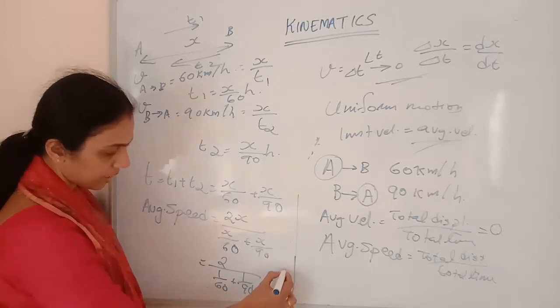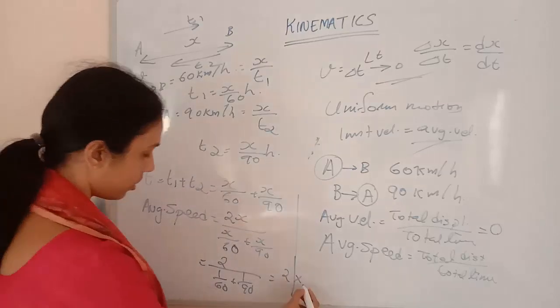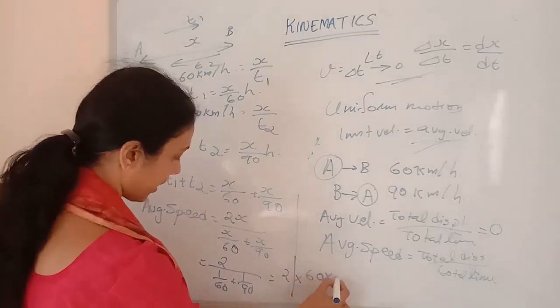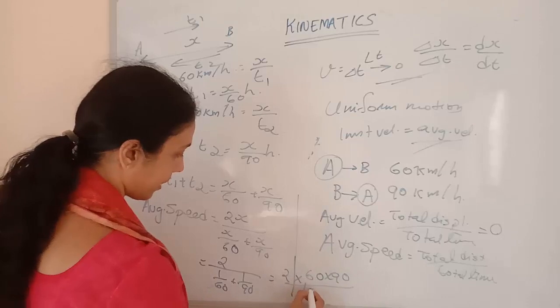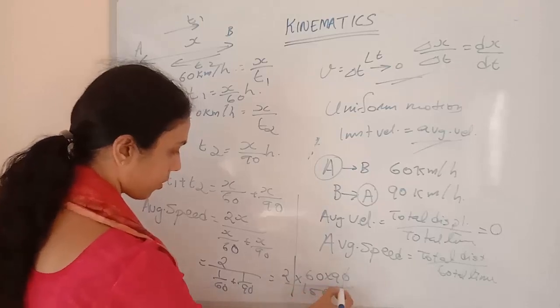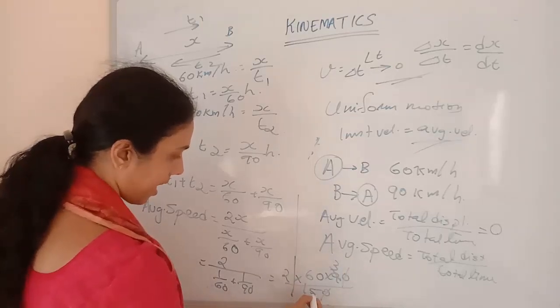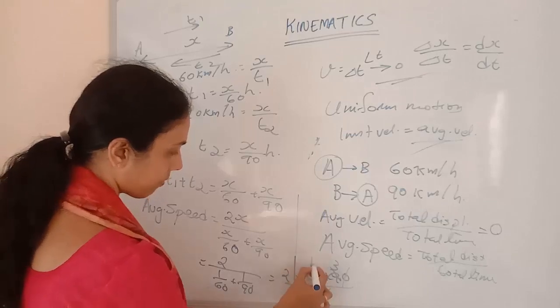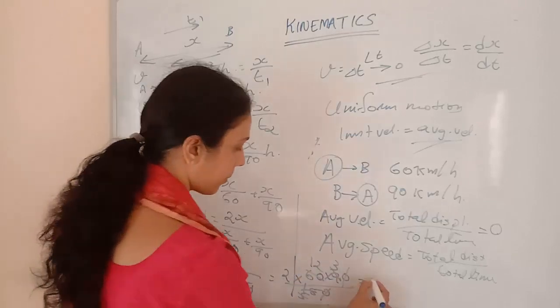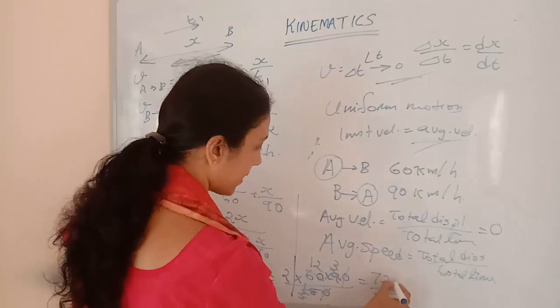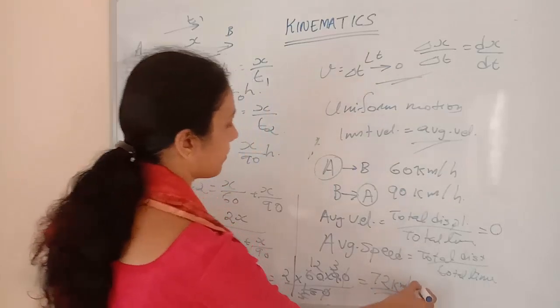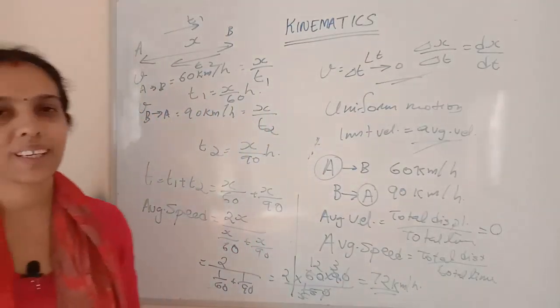So taking 60 into 90, we get 2 into 60 into 90 divided by 150. The zeros will get cancelled; 3 3s and 3 5s, 12 5s are here. So we will get the answer as 72 kilometers per hour. Okay, clear?